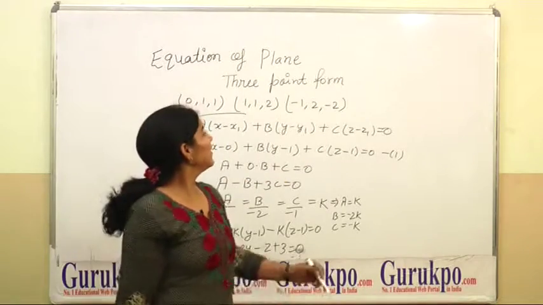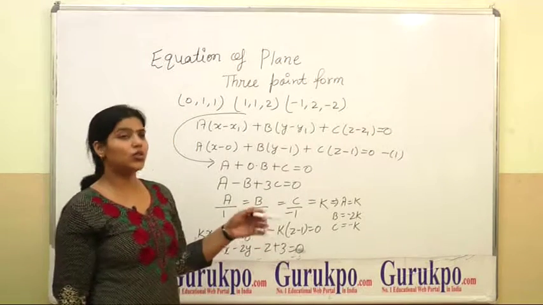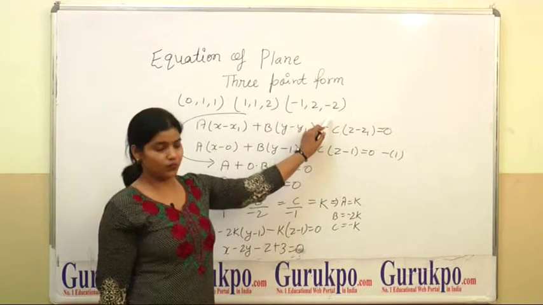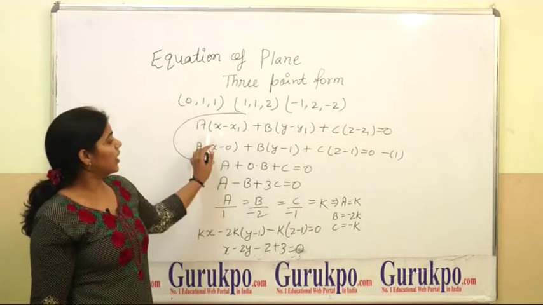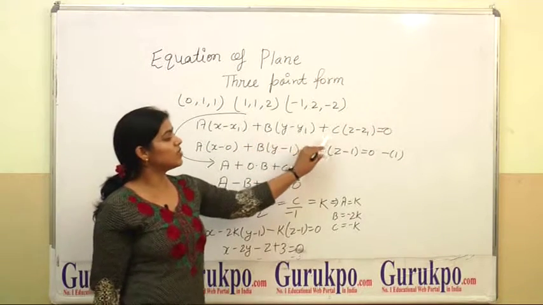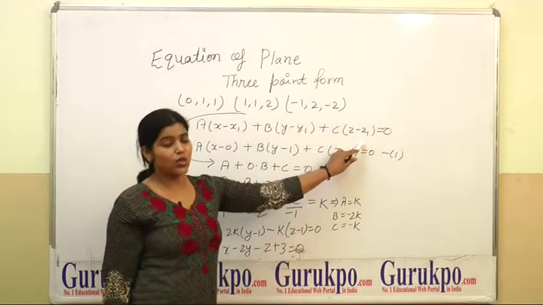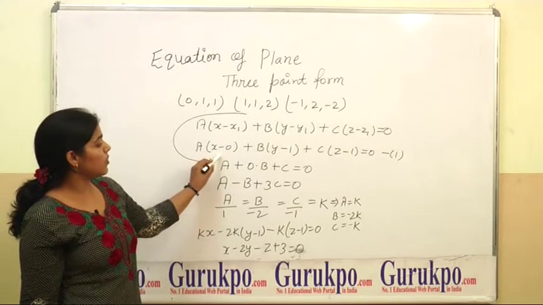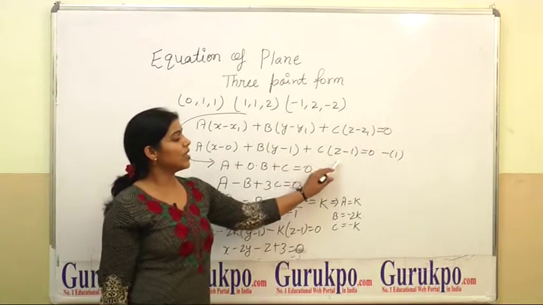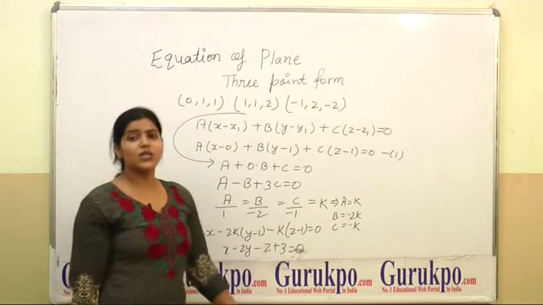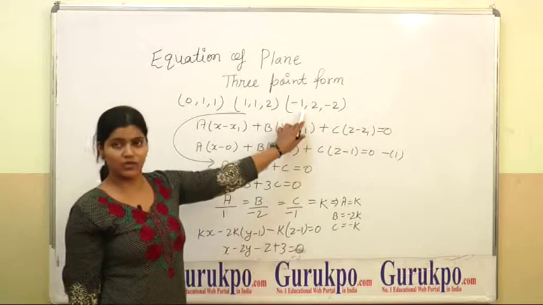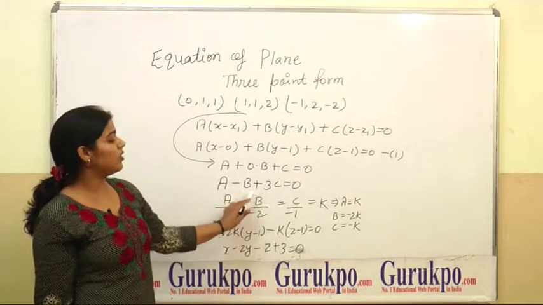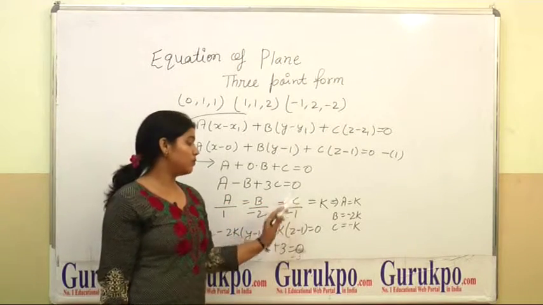For example, we have to find the equation of the plane passing through 3 points 0, 1, 1 and 1, 1, 2 and minus 1, 2 and minus 2. By using a(x minus x1) plus b(y minus y1) plus c(z minus z1) equals 0, we can write the equation of plane passing through the first point, that is a(x minus 0) plus b(y minus 1) plus c(z minus 1) equals 0. Since the given plane is also passing through these 2 points, we can write a plus 0 into b plus c equals 0 and a minus b plus 3c equals 0.